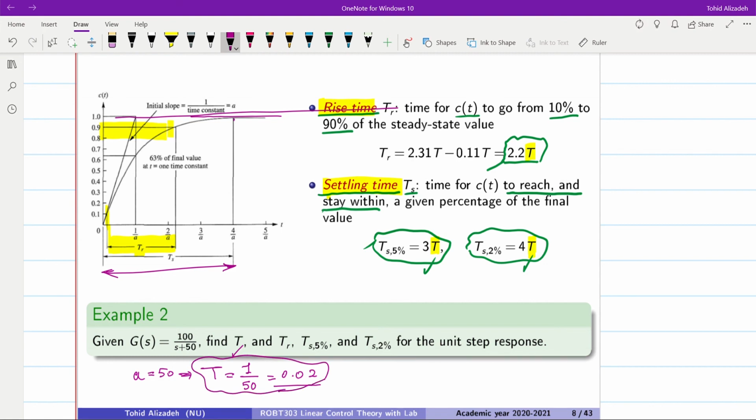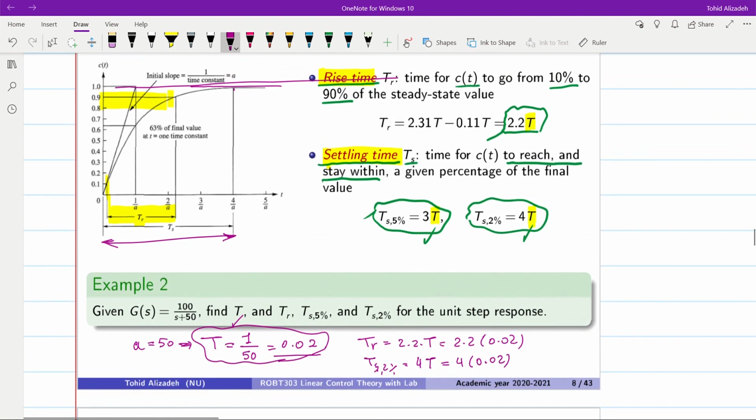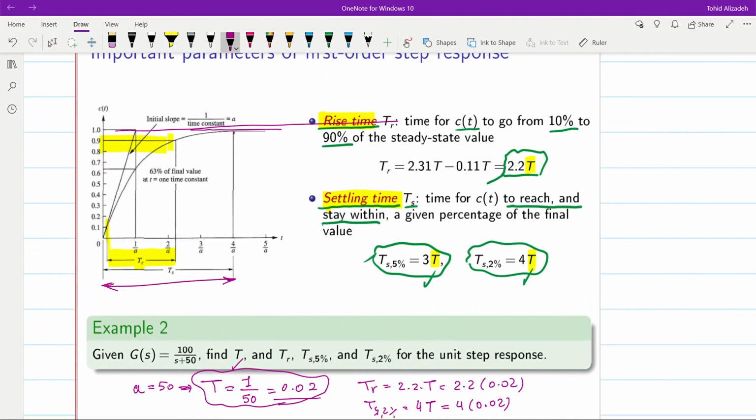And then we want to find the rise time T_r. It's 2.2 times T, or 2.2 times 0.02. And the 2% settling time is equal to 4 times T, 4 times 0.02. You can just do the multiplication. So this way we know how the step response of a first order system is obtained, and how the important parameters that we have depend on the location of the pole of the system, which determines the time constant of the system as well.